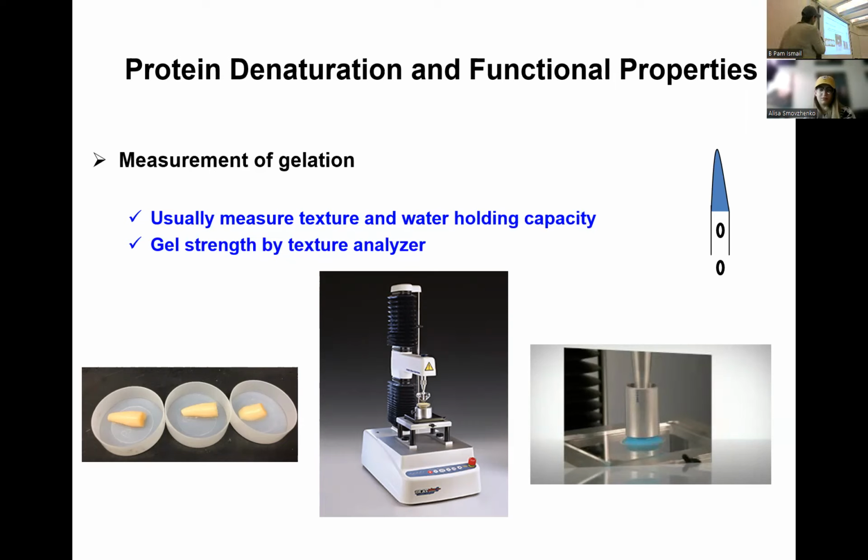And usually when we determine the least gelation concentration, we make sure that we prepare the solution at higher than your least gelation concentration, so that we can form a relatively strong gel and have a comparison between different proteins at a particular protein concentration.